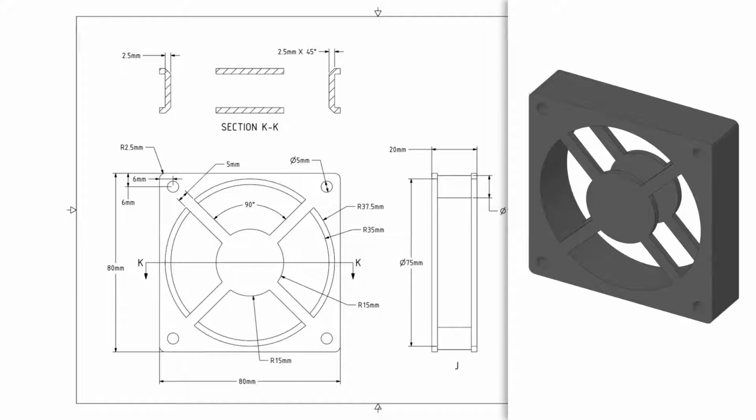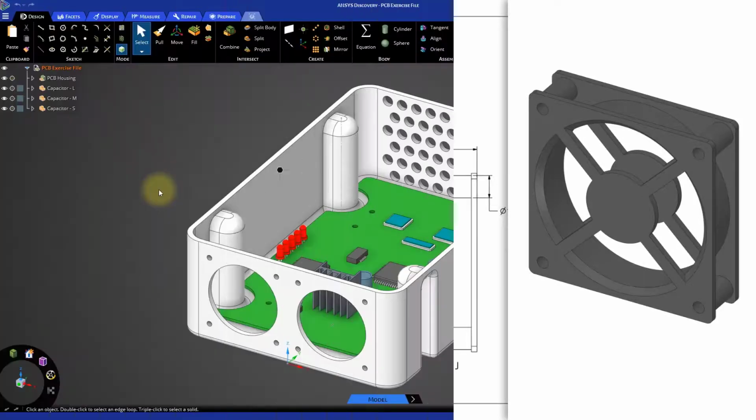The next items to add are the rounded corners and mounting holes. Once these have been placed, we'll remove excess material using the shell tool. The last feature will be the chamfer applied to the outer edges of the main cylinder.